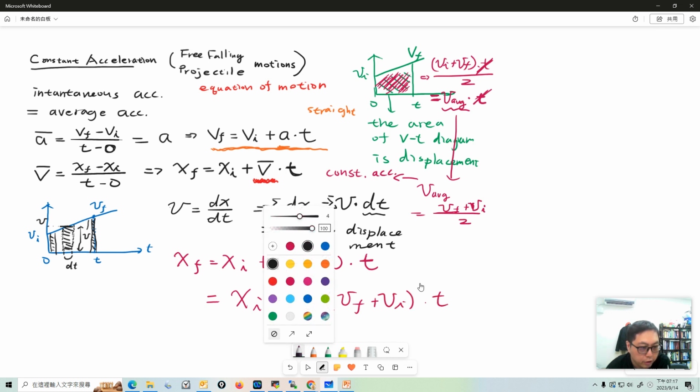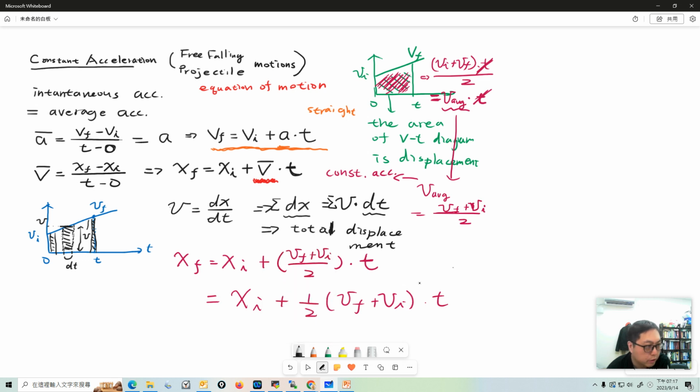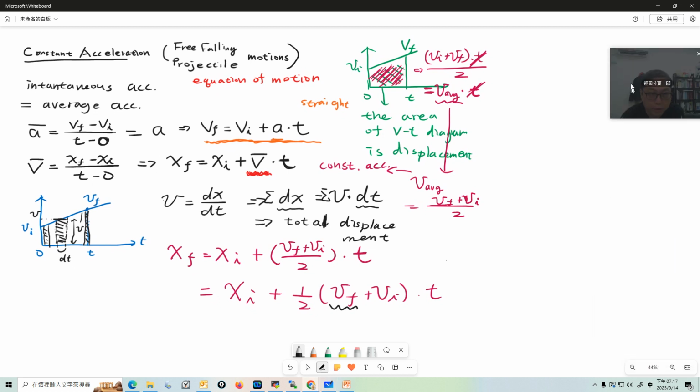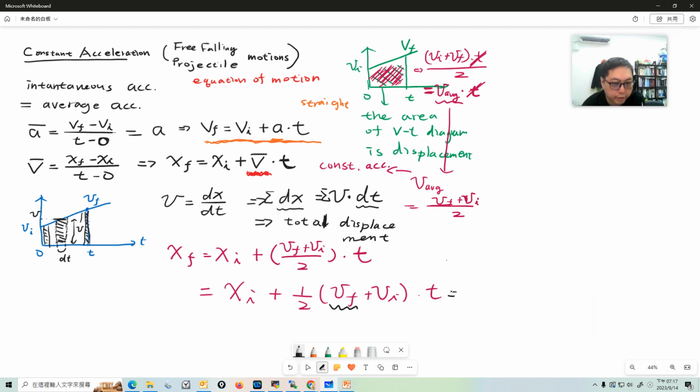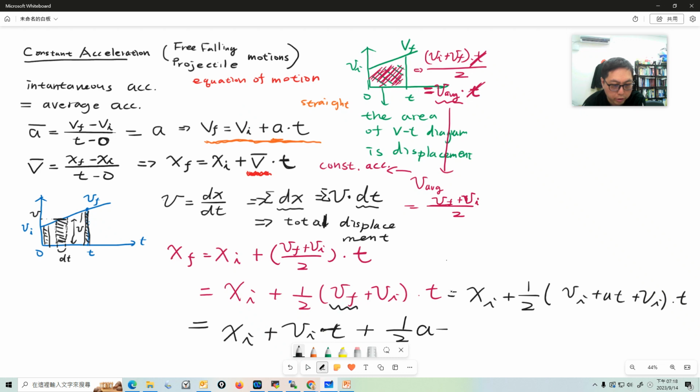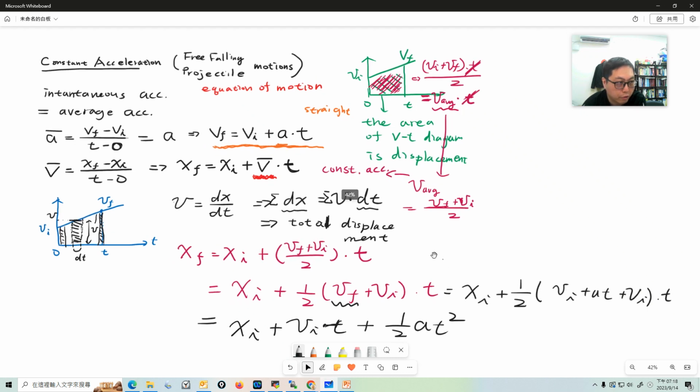So if we take the equation of motion, let's replace VF. VF equals VI plus A times T. If you do this replacement, what are we going to get? Xi plus 1/2 (VI plus AT plus VI) times T. So you will reach a famous conclusion: Xf equals Xi plus VI times T plus 1/2 A T squared. This is a very famous result.